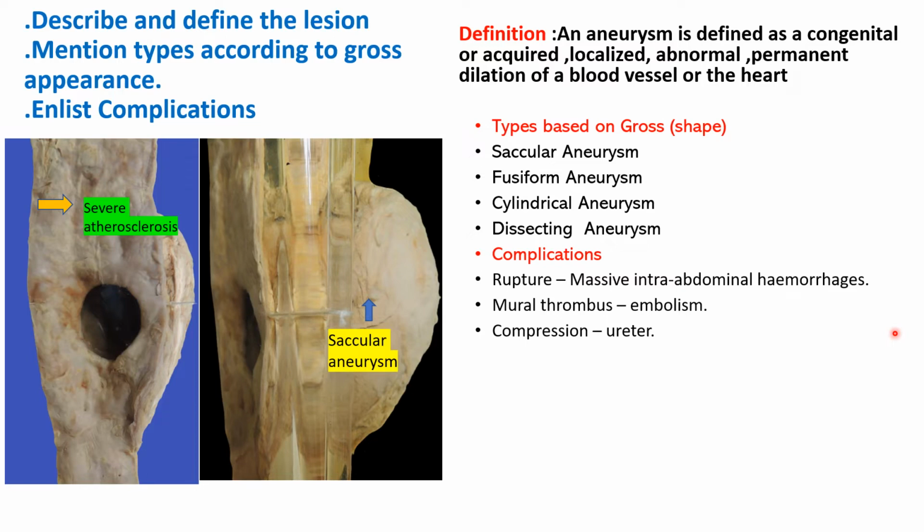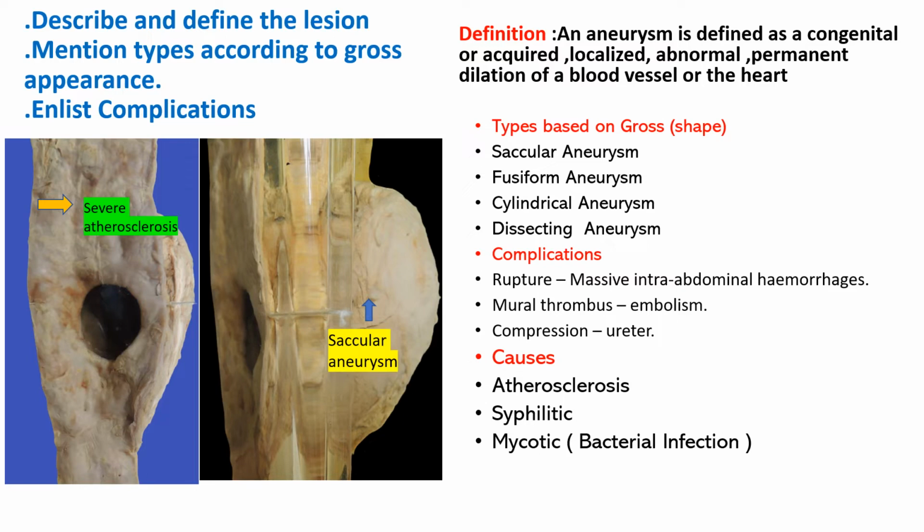Complications of the aneurysm per se include rupture. It may give rise to severe intra-abdominal hemorrhages, and the patient may go into shock. There may be mural thrombus or thrombus in the sac, and that may lead to embolism. This aneurysm in abdominal position may compress the ureters and present as renal disease or hydronephrosis and so on.